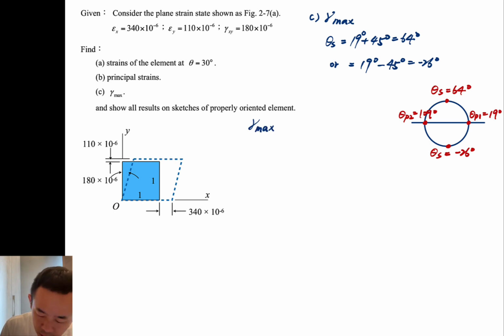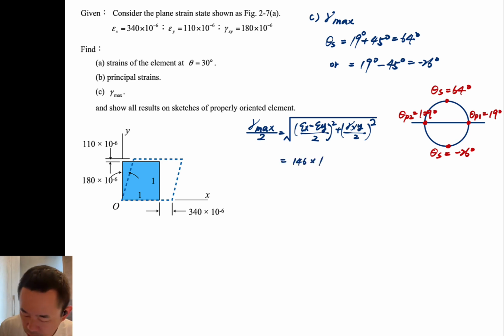Okay, so if you understand this, we can continue. Gamma mix divided by 2 equals epsilon x minus epsilon y divided by 2, plus gamma xy divided by 2. Okay, right. So equal to 146 times 10 to minus 6. And so you got the gamma mix, right?